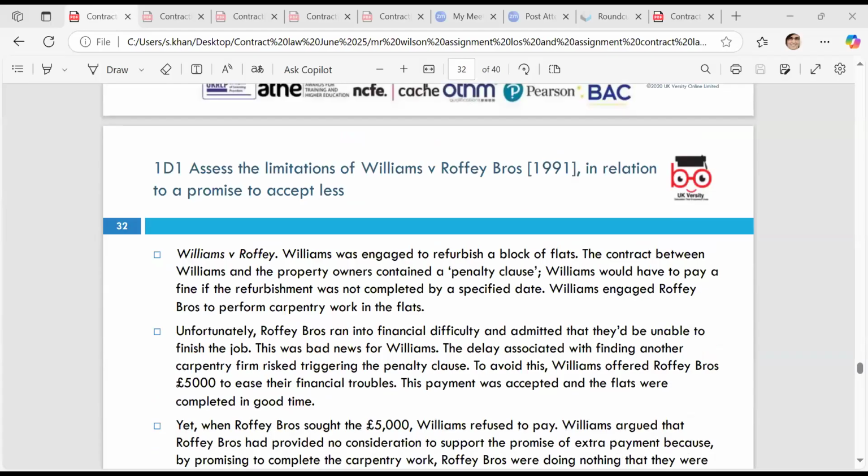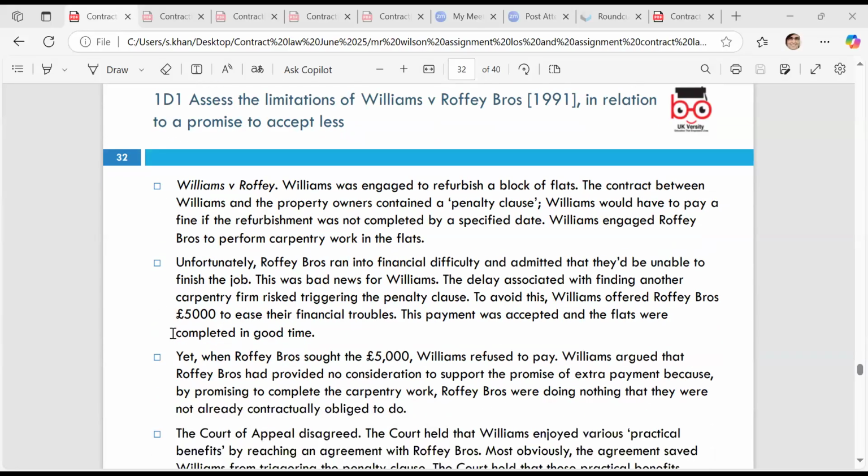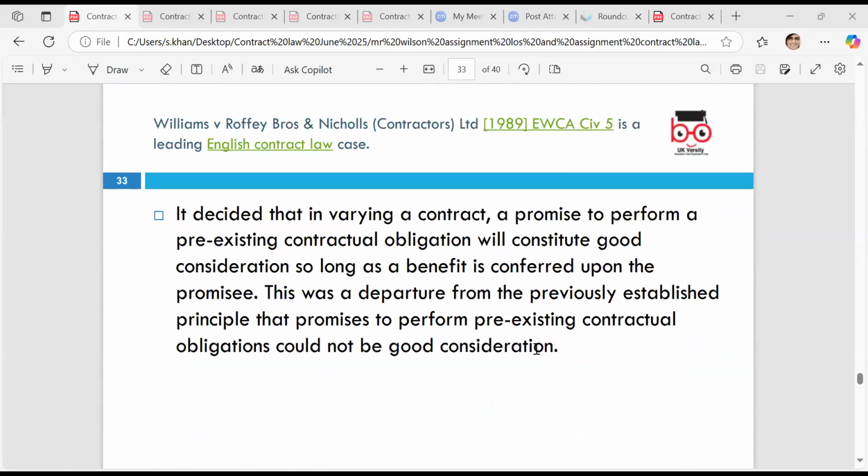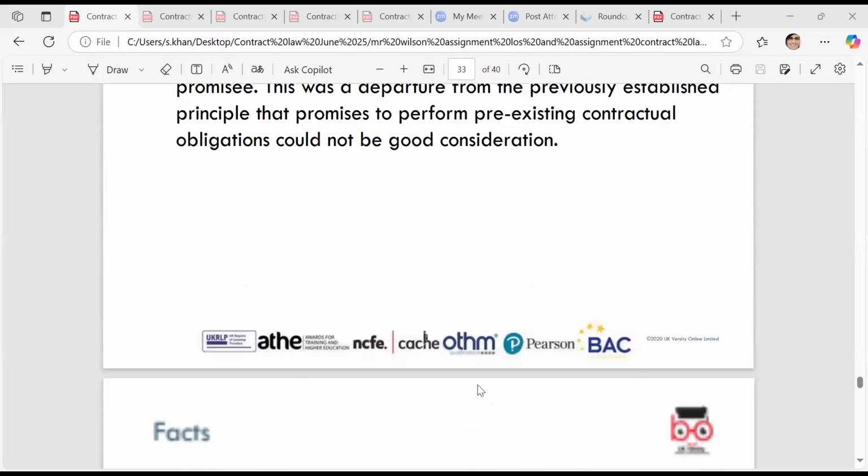1D1, which is the distinction, if you want to aim for the distinction one: assess the limitations of Williams v Roffey 1991 in relation to a promise to accept less. Now, this case, like we said, looked at practical benefit, and that could constitute sufficient consideration for a promise to pay more. So this case identified the element of practical benefit that you can look at in your own time. It's quite a lot to read of the case and what was decided in that case, so have a look at that in your own time.